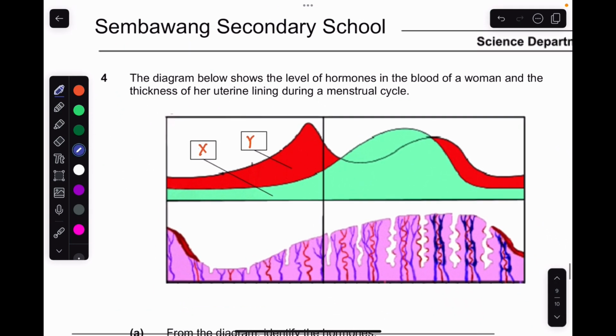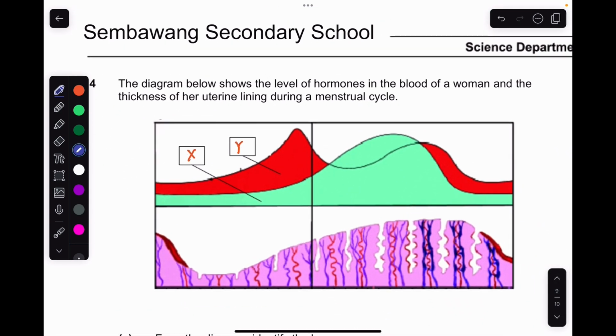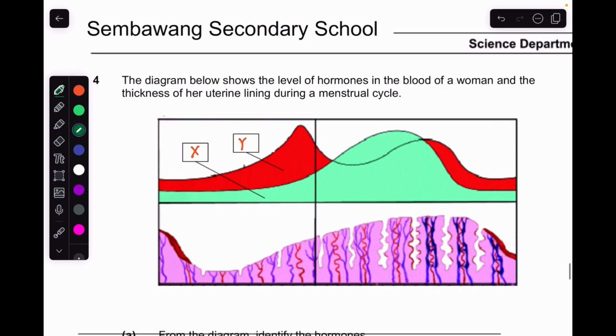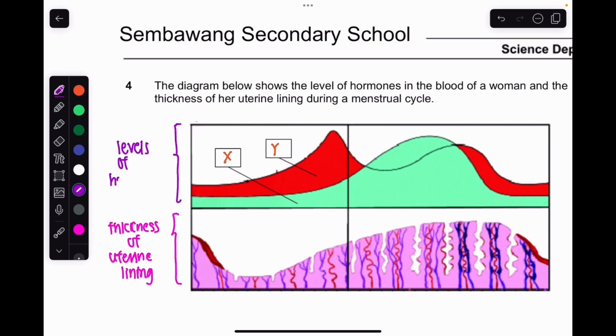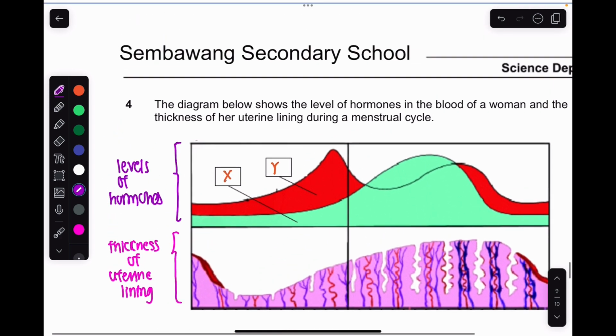Okay, and the last question here is a very simple question of how the hormone level changes with the uterine lining levels. Without any other description, you should probably note that this bottom part of the graph indicates the thickness of the uterine lining, whereas the top part of the graph will indicate the levels of hormones. Here of course we have two hormones at play, estrogen and progesterone. First question, you're supposed to tell me which is estrogen and which is progesterone, right?